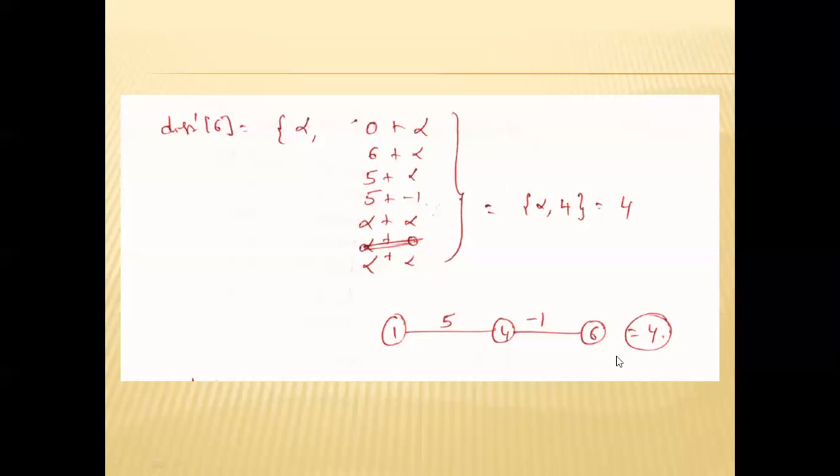So you are fine. Suppose we are finding the shortest path from the first vertex to the sixth vertex by using two edges. There is a path between 1 to 6 by using two edges. 5 minus 1, 6.